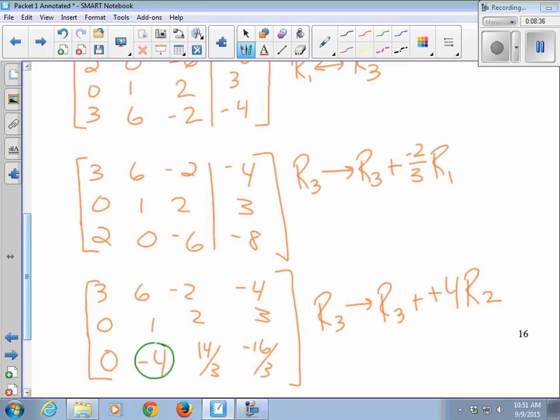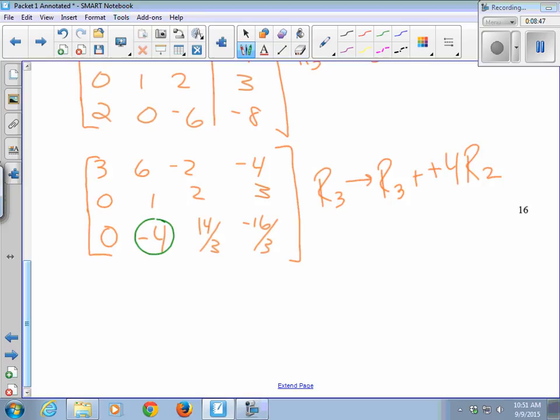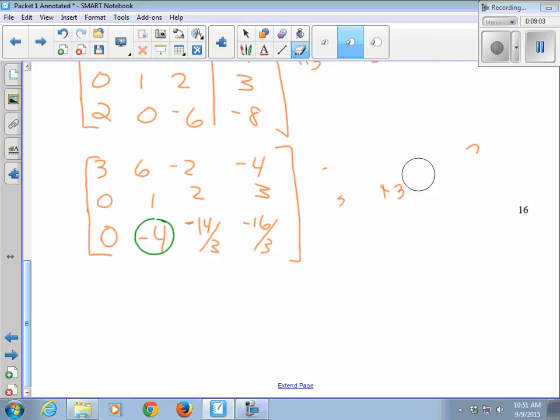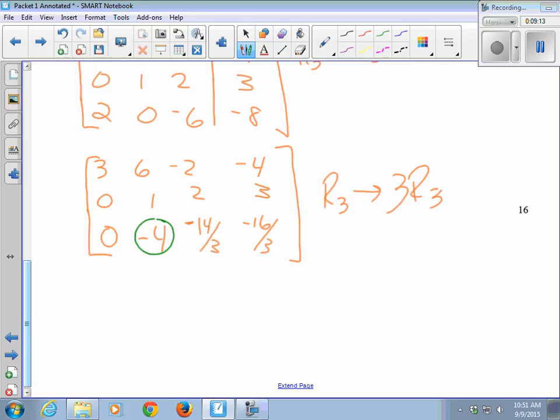Yeah. Positive 4. Could you just scale row 3 real quick? I could. Do you want me to so I don't have fractions in that row? Yes. Multiply by 3. Yeah. Everybody good with that? So we don't have any more fractions to add? Okay, so let's do that first. I'm just going to replace row 3. Row 3 becomes 3 times row 3.